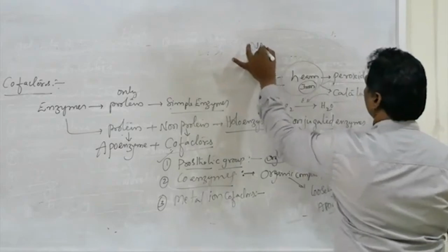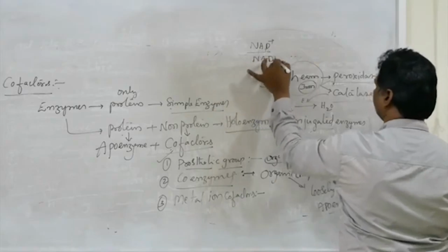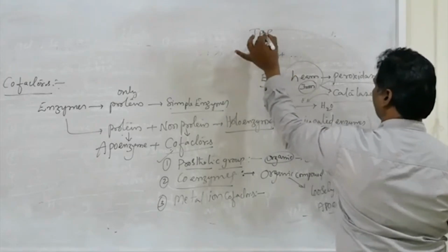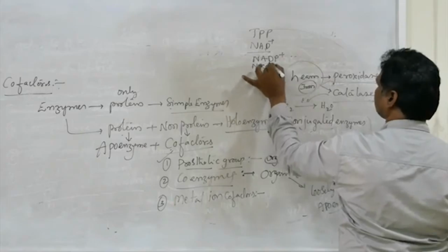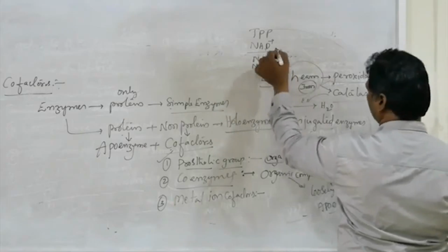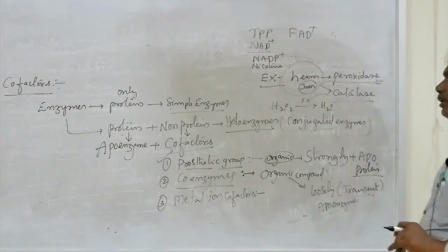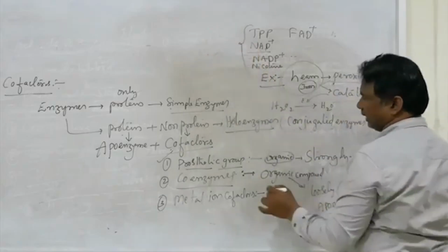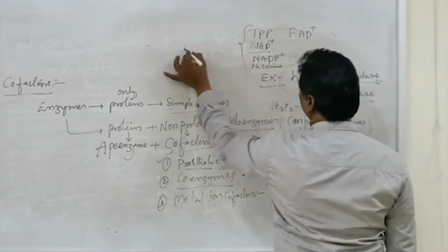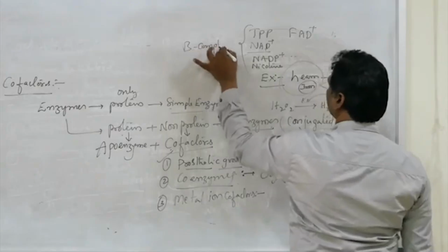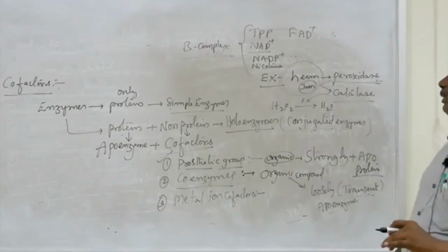Examples you know very well: NAD+, nicotinamide adenine dinucleotide, NADP, TPP, thiamine pyrophosphate, FAD, flavin adenine dinucleotide. All of these act as coenzymes. You can remember that, it is not in the book. All of these are obtained from the degradation of B complex vitamins. These coenzymes are obtained from the degradation of B complex vitamins.